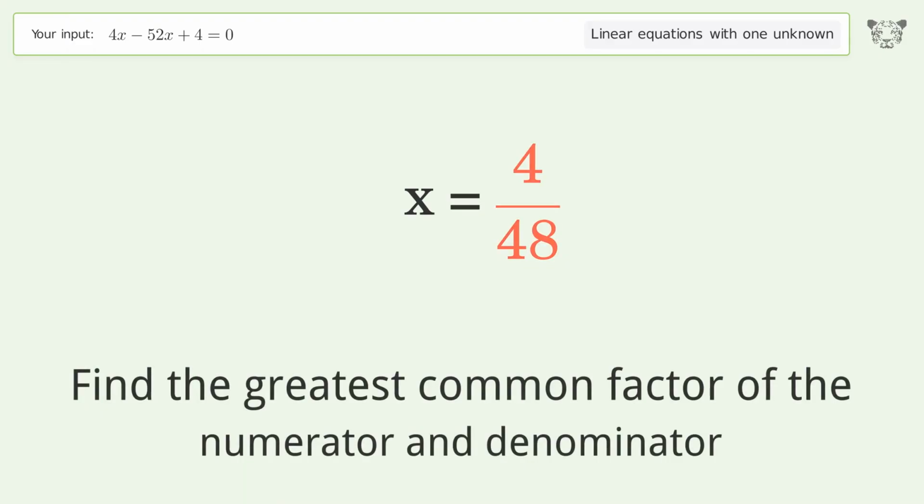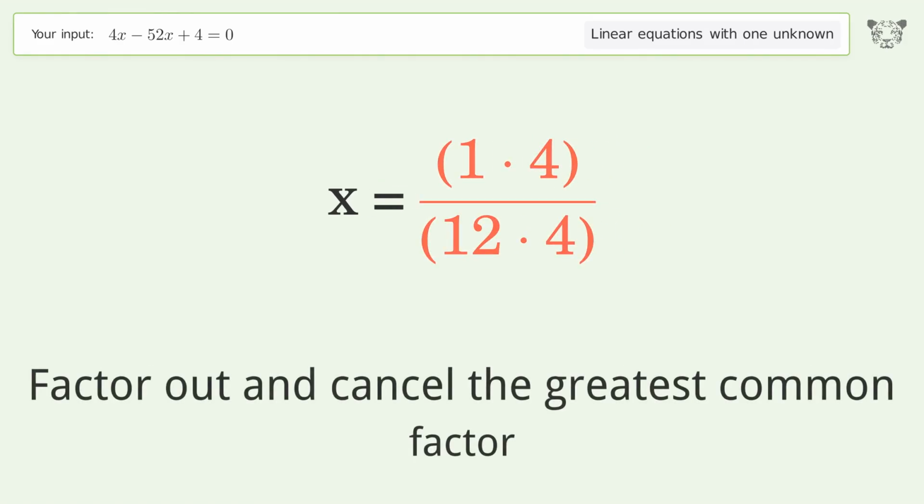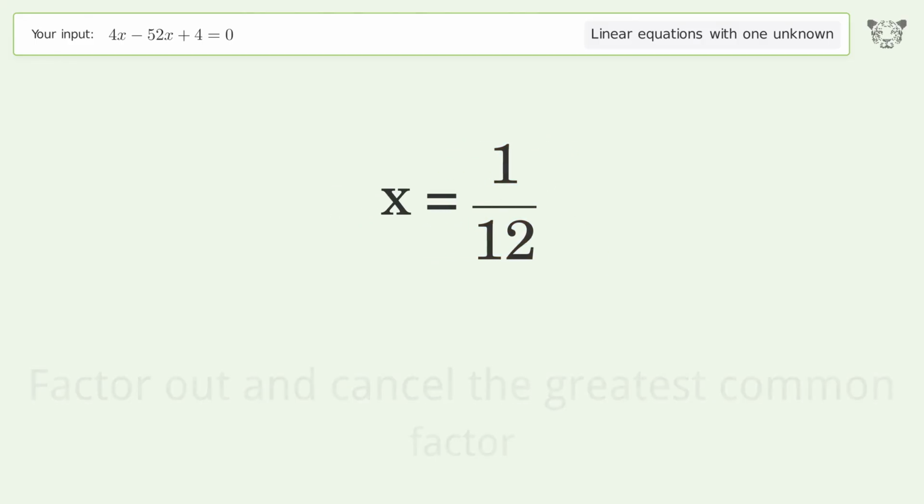Find the greatest common factor of the numerator and denominator. Factor out and cancel the greatest common factor. And so the final result is x equals 1 over 12.